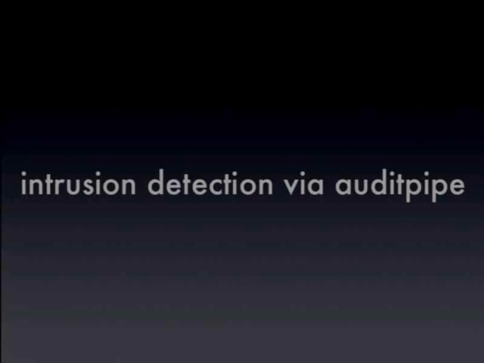Another interesting use is for intrusion detection, because the audit daemon provides audit pipe, which is just a device in the /dev directory, and you can attach to this device and get all the audit events from the kernel. So you can imagine intrusion detection systems that can use those logs to monitor some unexpected activity.